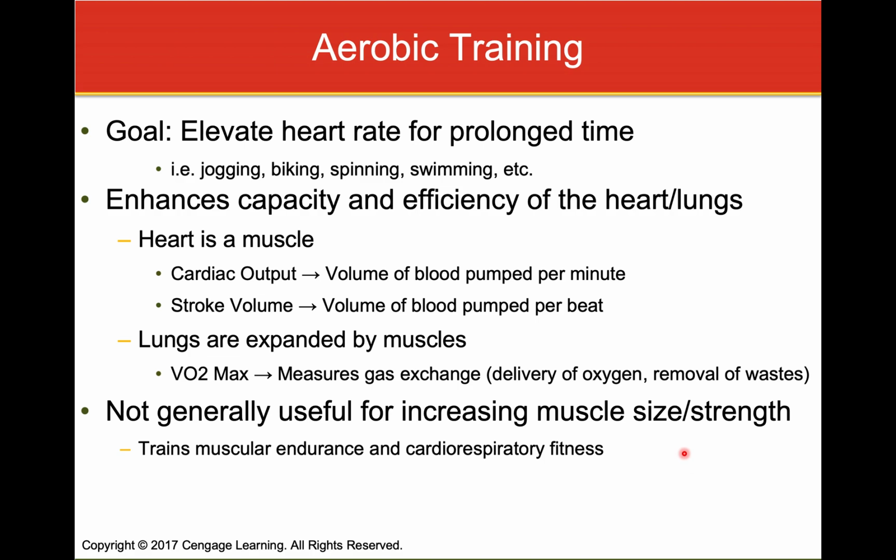So aerobic training is not generally useful for increasing muscle size and strength. It's training mostly the muscular endurance and our cardiorespiratory fitness. So I hope by now you can clearly identify some of the differences between resistance training and aerobic training.